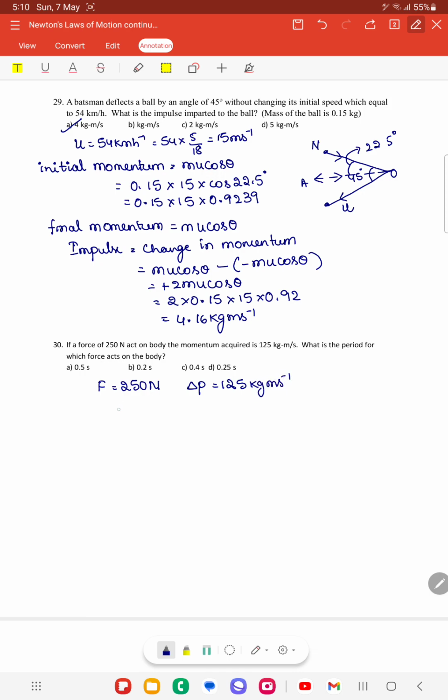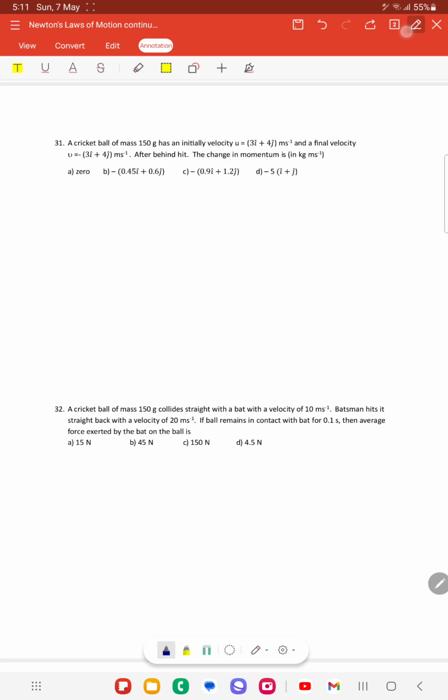So we have the impulse, which is nothing but F into delta t, which is nothing but the change in the momentum delta p. So delta t is what we have to calculate, that is delta p by F. Delta p is 125 divided by 250, which is 1 by 2, which is 0.5 second. So option A is the right answer.